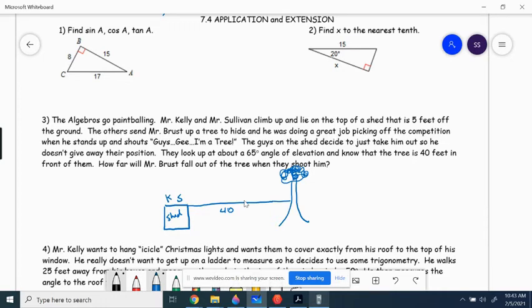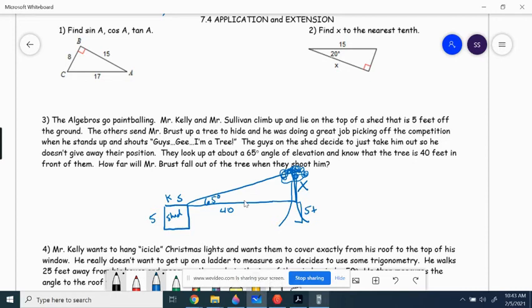Now, Kelly and Sullivan are looking up at an angle of elevation of 65 degrees. And so we need to figure out how far he's going to fall. So we need to find this value here. But let's also remember that this shed is 5 feet tall, which means he wouldn't just fall this distance, he would also fall an extra 5 feet. So let's remember at the end to add 5.